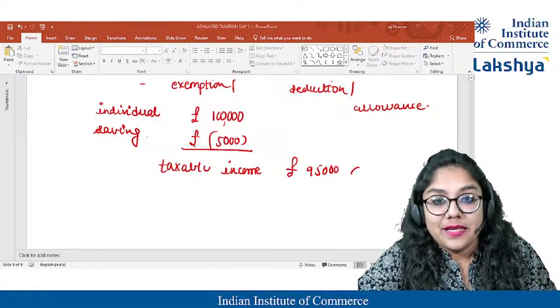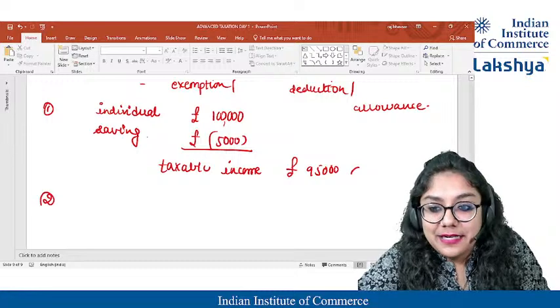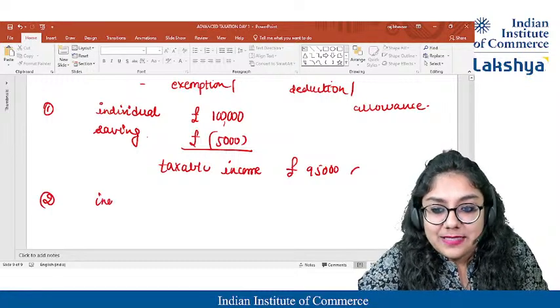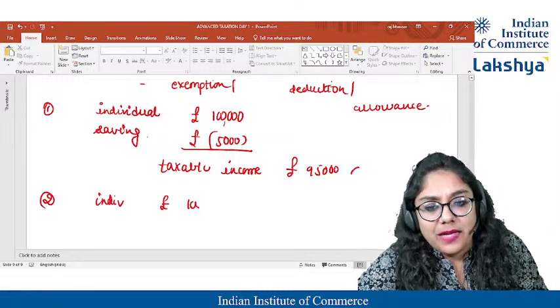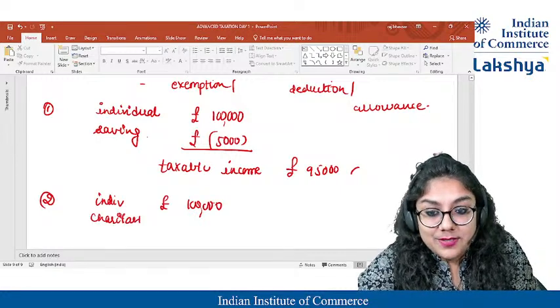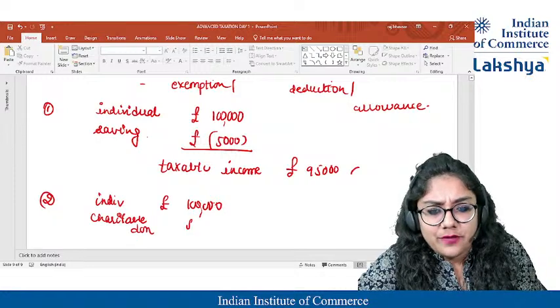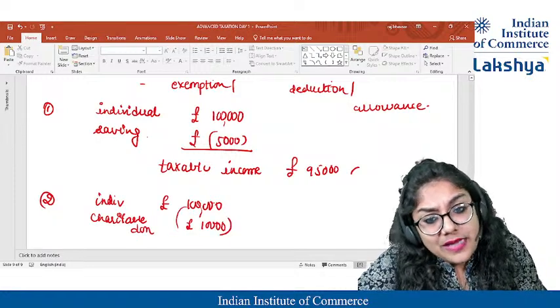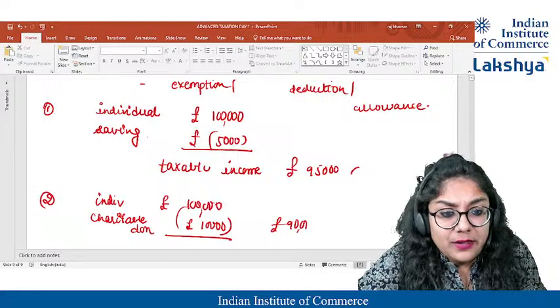Another example I can give you is, let's say an individual has an income of 1 lakh pounds, same. And if the individual makes charitable donations, let's say I have made a donation of 10,000. So now, Baba, I have to only pay taxes on 90,000. So what do you say?